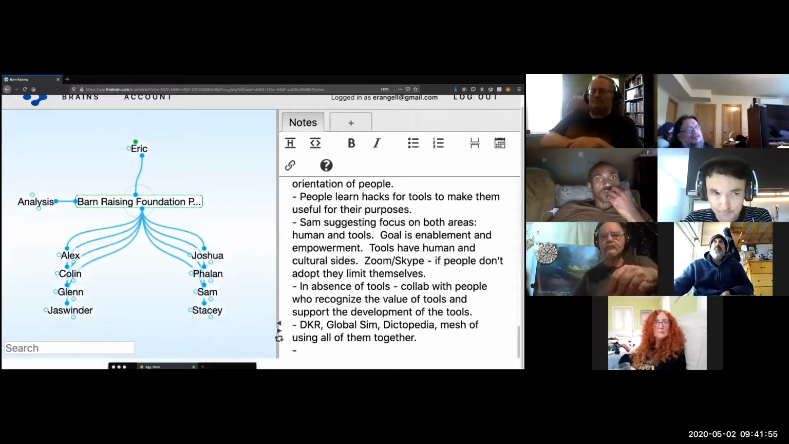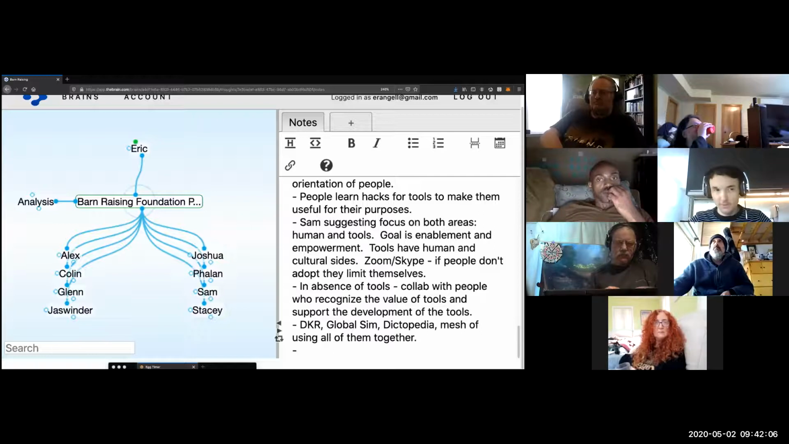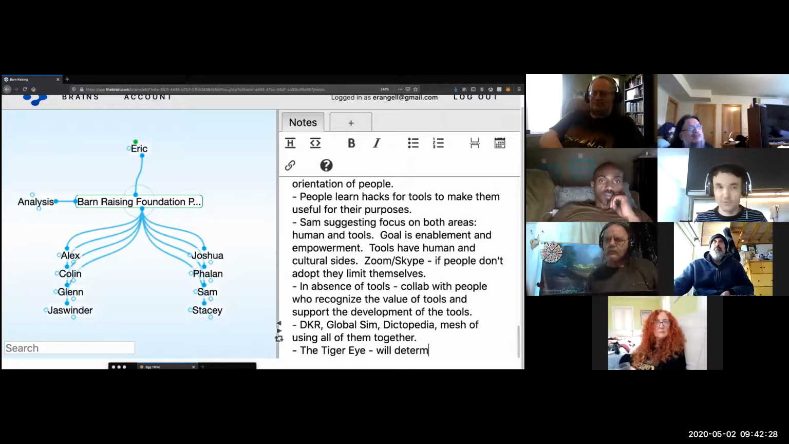And my feeling is that what we're doing here with the GCC so far is in the tiger eye. It's in the most relevant part of what will decide the future. It's in the conversations between human beings through these tools called the internet. And then there's the human systems and tool systems.